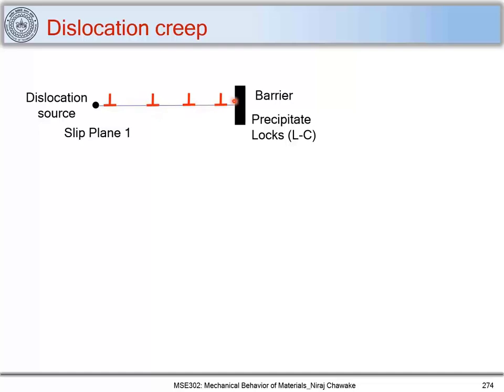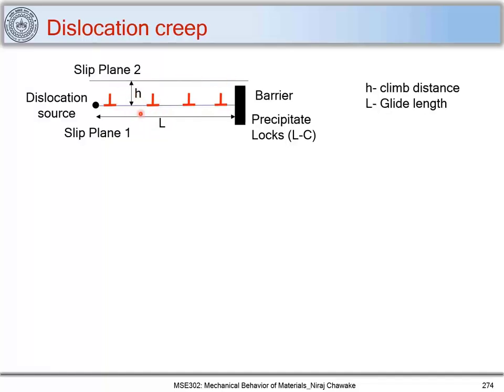So let's consider an edge dislocation which sees these barriers, and let the length of this dislocation source from the barrier be L. So this dislocation has to glide this length of L. Let's consider there is another slip plane which is at a distance of H from this slip plane 1. Let me call that slip plane 2. So this H is called the climb distance, whereas this L is called the glide length. And if this dislocation wants to move, it has to climb up on this slip plane and then it can move. Why can this climb up occur? Because we are applying a constant stress, and we are also providing the material with a constant high temperature. So under the influence of temperature and stress, this dislocation can climb up.